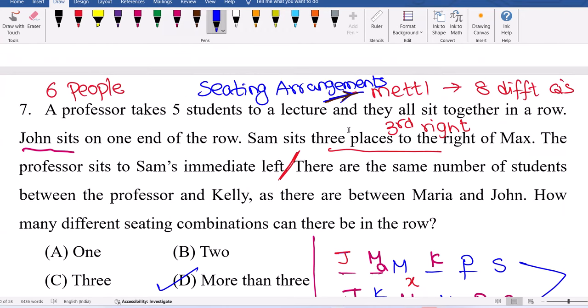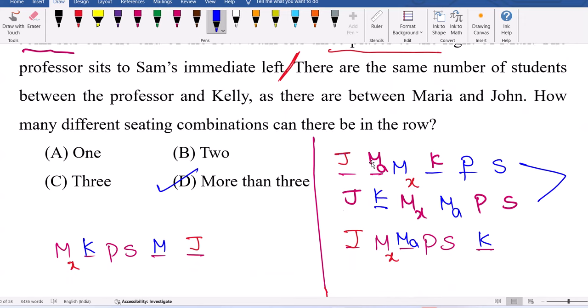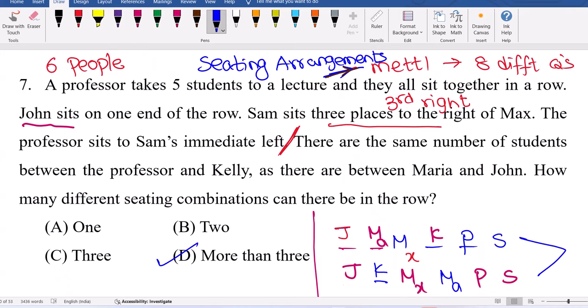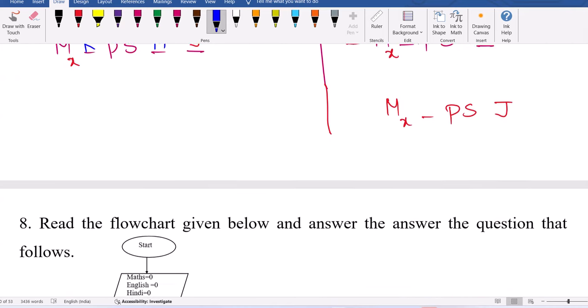The problem with the Mettl platform is this: we will get only one question with this entire data. Sir, we arranged six people, and they're asking three to four questions, nothing, no story in Mettl. Mettl platform, that's one issue.